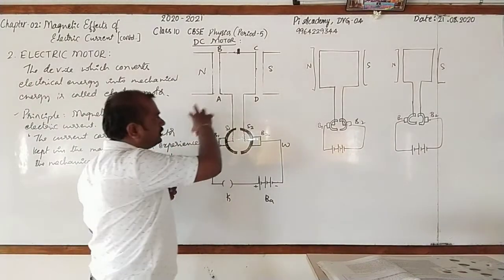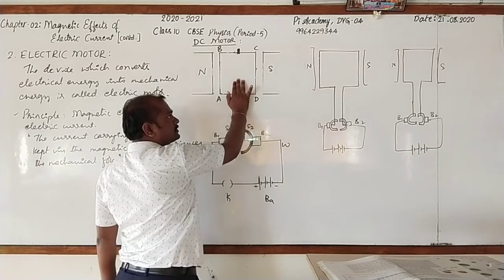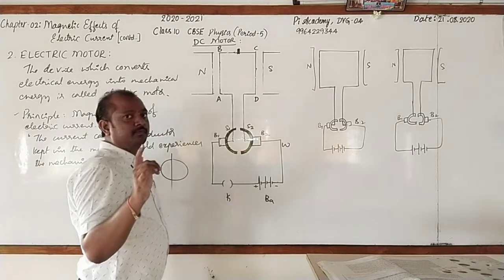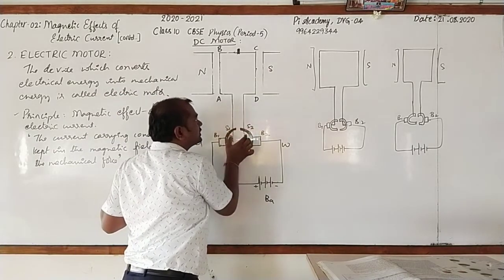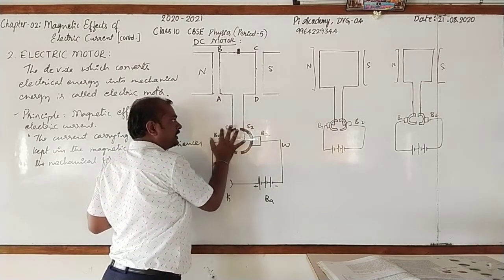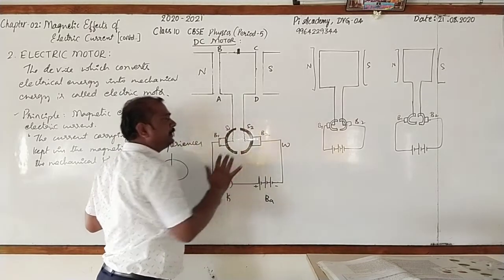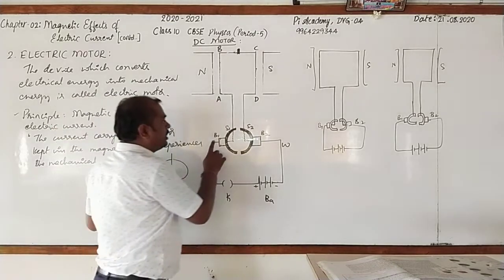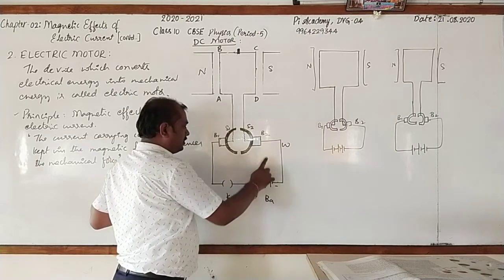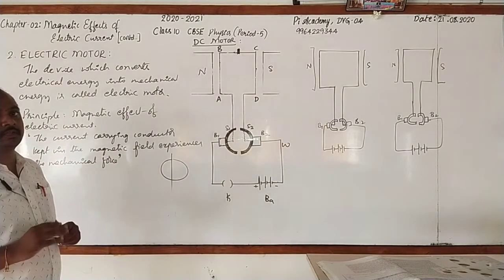Then construction, how they are to be arranged? Very simple. Look here, ABCD is a rectangular coil of insulated copper wire. It is mounted between north and south poles of the field magnet. Then the free ends of the armature are connected to two half rings S1 and S2, which are in contact with the two carbon brushes B1 and B2 respectively. Clear? And the carbon brushes are connected to terminals of a battery along with the switch using the conducting wire. This is about construction. Clear?